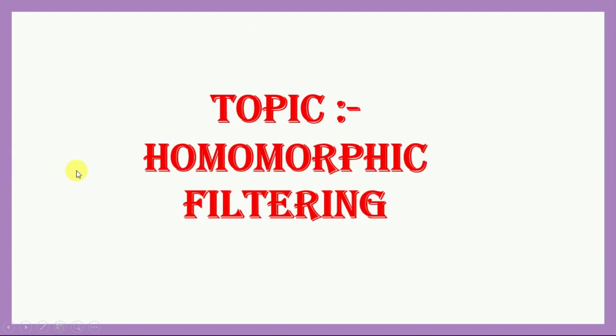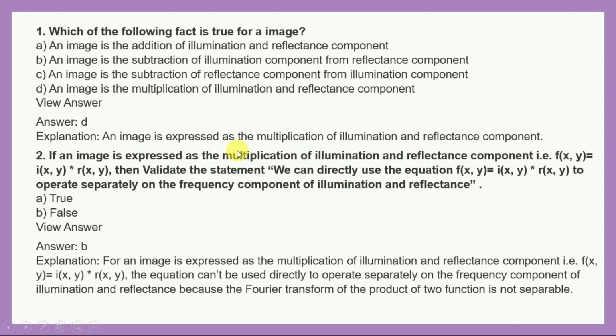Now the next topic is based on questions that can arise from homomorphic filtering. Which of the following facts is true for an image? There are some facts given about the image, and we have to select which one is true. The answer is option D, that is an image is a multiplication of illumination and reflectance components.